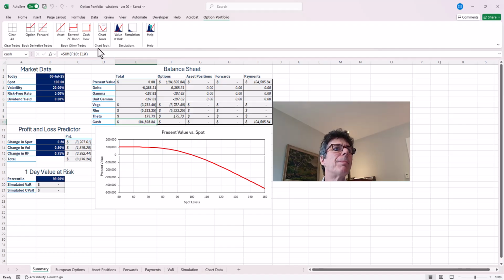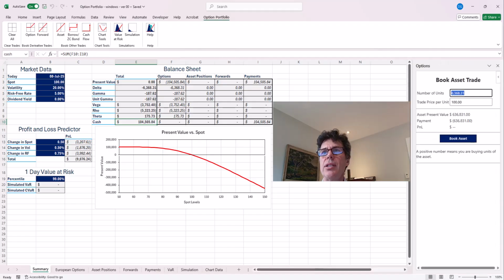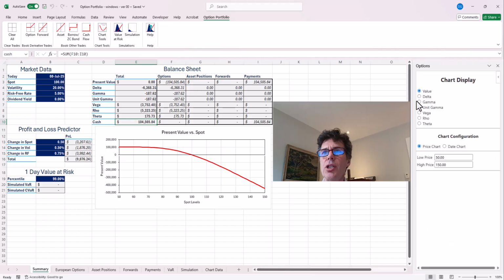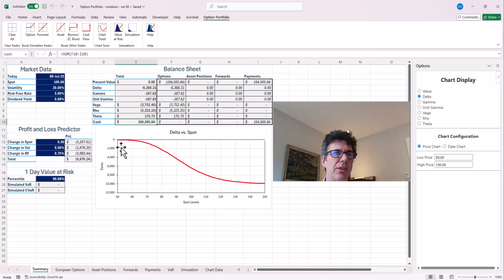Okay, let's hedge the delta. I guess first, let's see what the delta looks like. So chart tools, change to delta. We can see this graph of delta. Spot goes down a lot, the delta heads to 0. Spot goes up a lot, delta heads to minus 10,000. We're short 10,000 call options. All of that makes sense.